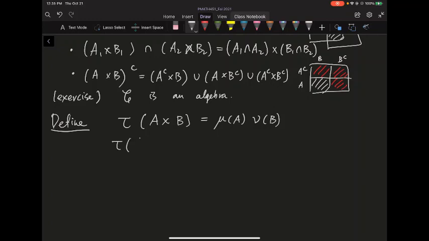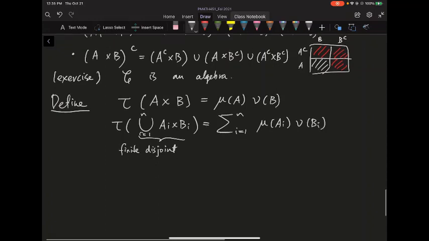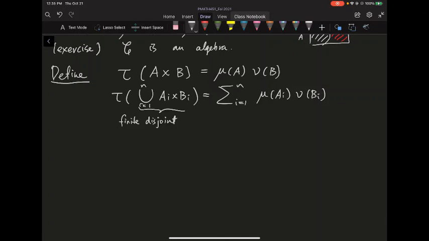So tau of the union A_i cross B_i, so here the union is a disjoint union. So it's a finite disjoint union. Okay. So I can just assign it to be the summation over i, here i going from 1 to n, of mu of A_i times mu of B_i. Okay. So you now define a function tau from C to the positive reals.